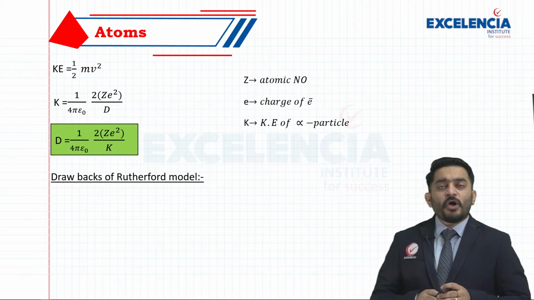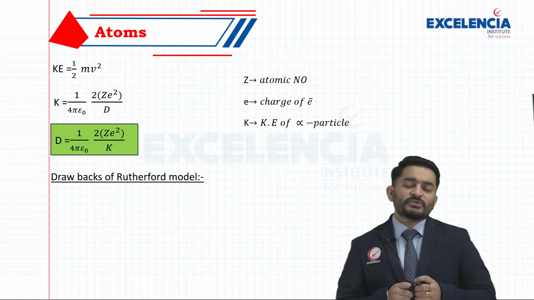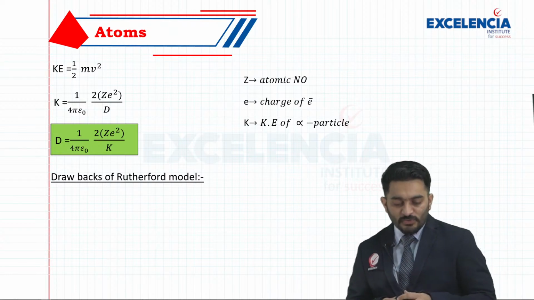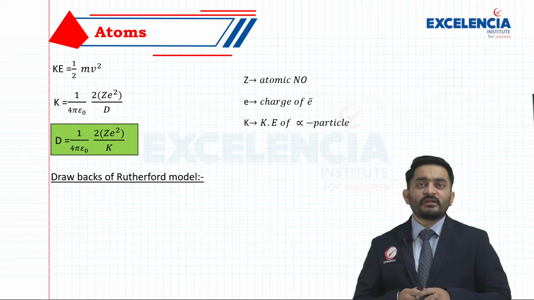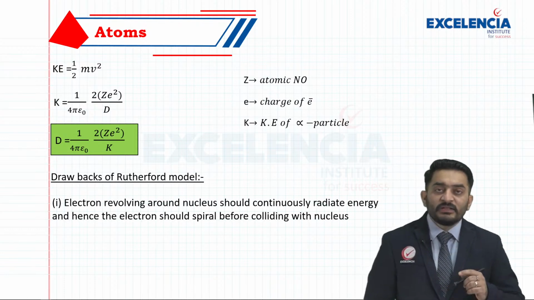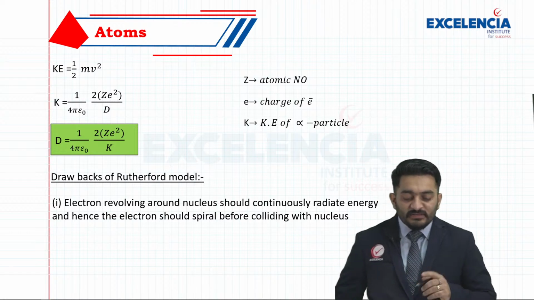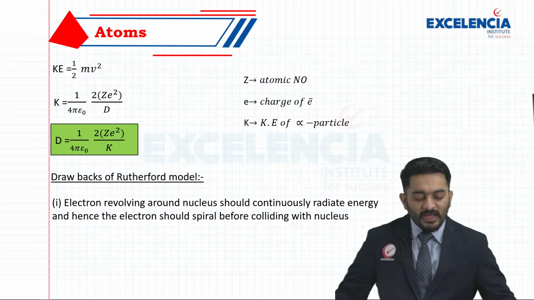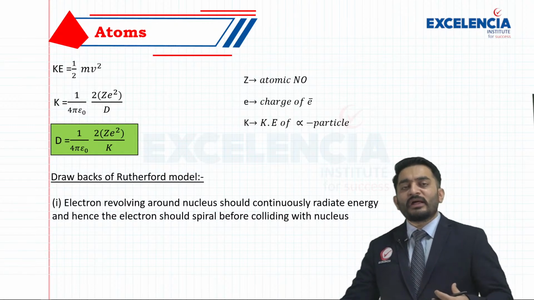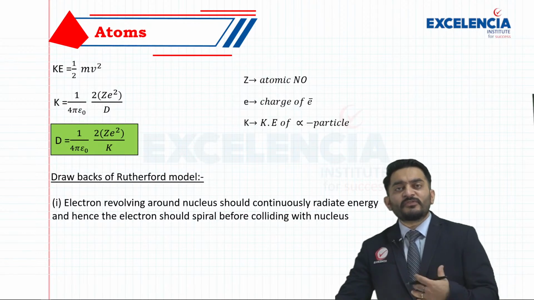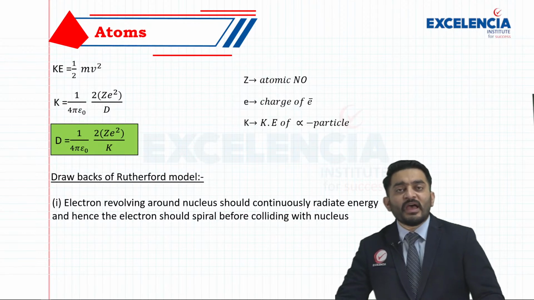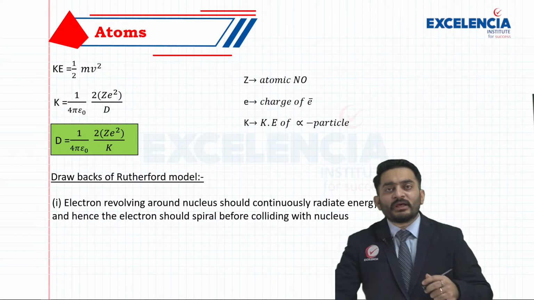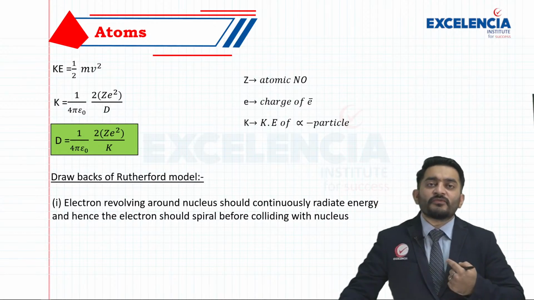Now, when we come to the drawbacks of the Rutherford model, because this model also was not able to justify all the things which we actually see for a particular atom. The very first thing that makes it fail is the revolving. I have written: an electron revolving around the nucleus should continuously radiate energy, and hence the electron should spiral before colliding with the nucleus. What you need to understand by this drawback is that Rutherford was not able to explain why we have stable orbits, because in an atom you have various orbits around the nucleus, and electrons are the ones revolving around the nucleus.